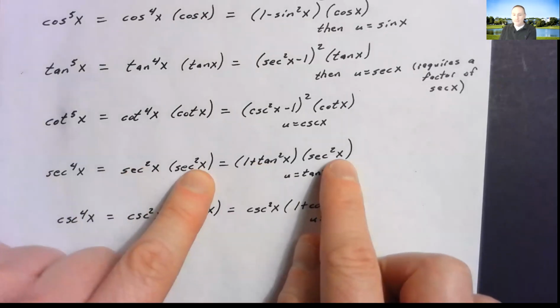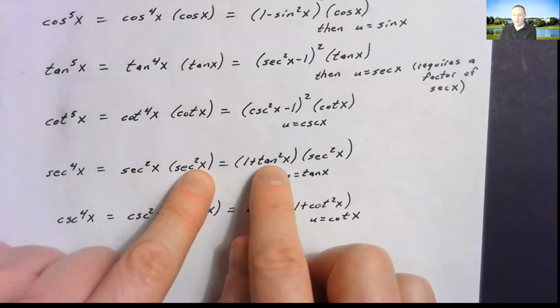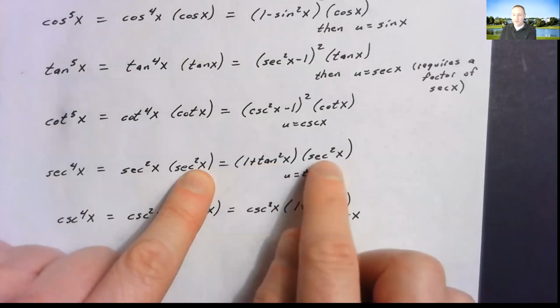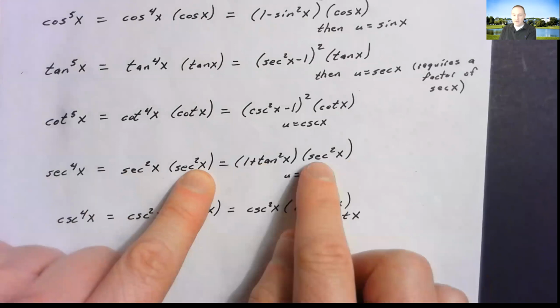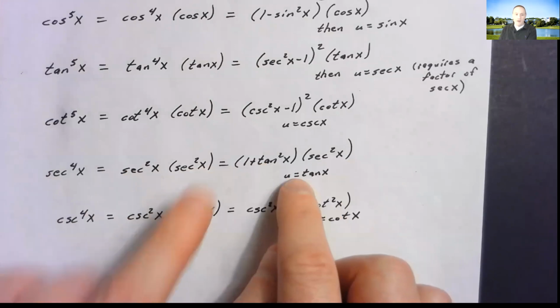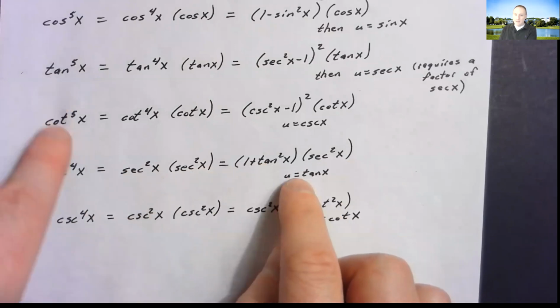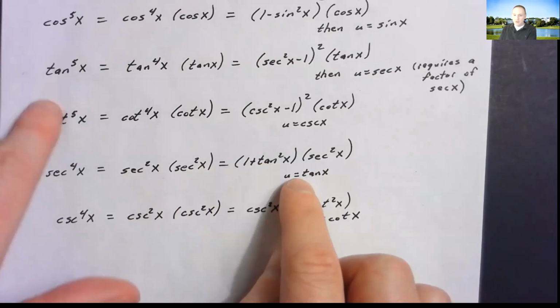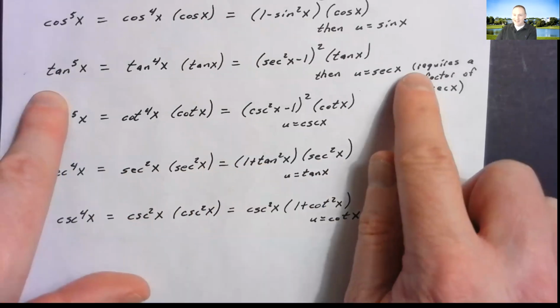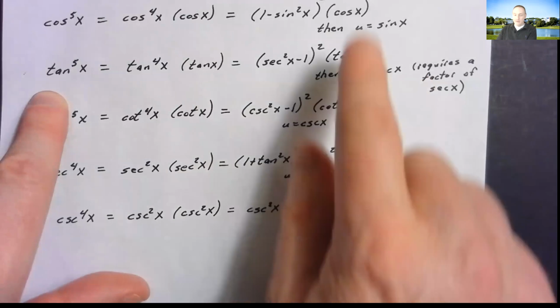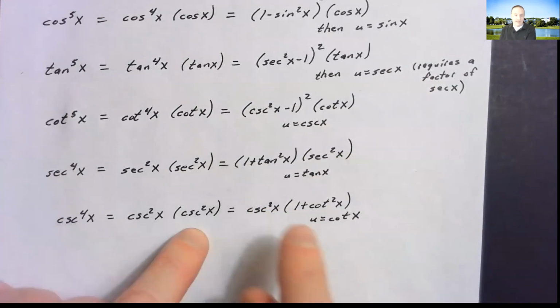Why would I do that? Because now if I let u equal the tangent of x, du is going to be secant squared x dx. It's going to work beautifully. The only ones that you need to work with a little bit are the tangent and cotangent, because the derivative's not exactly in there, but the other four work nicely.